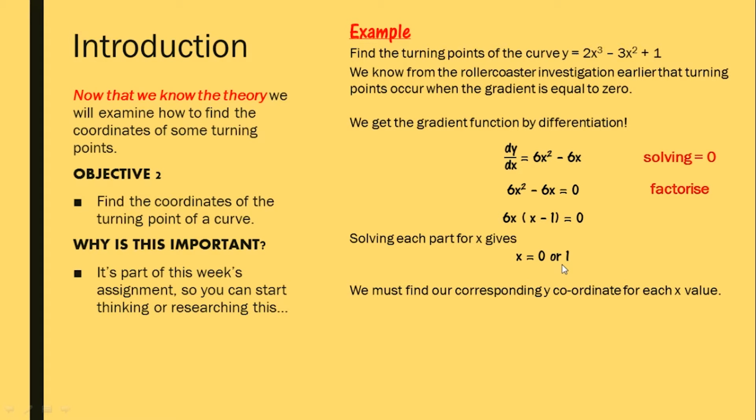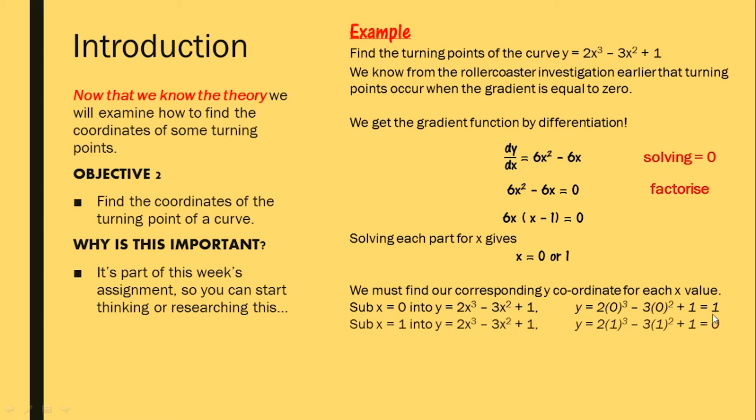We must find the corresponding y-coordinate for each x value. And just like before, remember that the relationship between y and x is given by the original curve. The dy by dx is just the gradient function. So if I want to find out what y is when we know x, I substitute the x value into the original equation up here. So putting x equals 0 into y equals 2x cubed minus 3x squared plus 1, I replace the x's with a 0, plug it all in, and I get that y is equal to 1. If I do the same for 1, we get 2 times 1 cubed minus 3 times 1 squared plus 1. That's 2 minus 3 plus 1, which gives me 0.